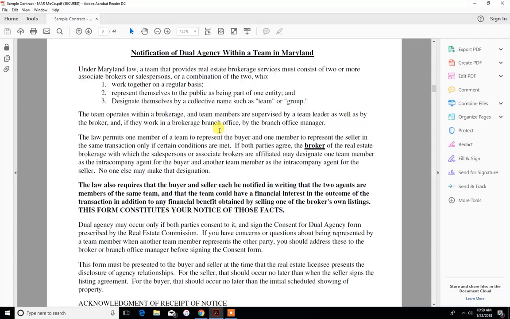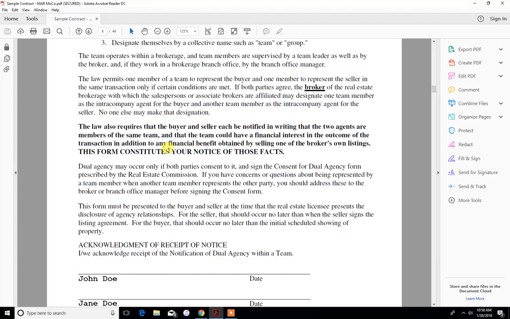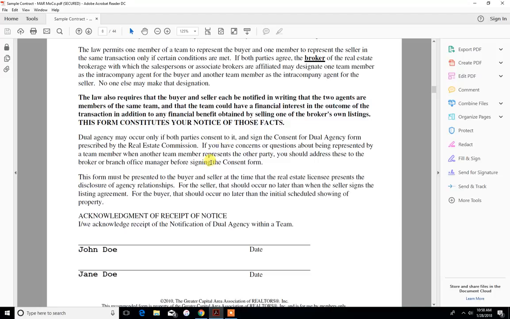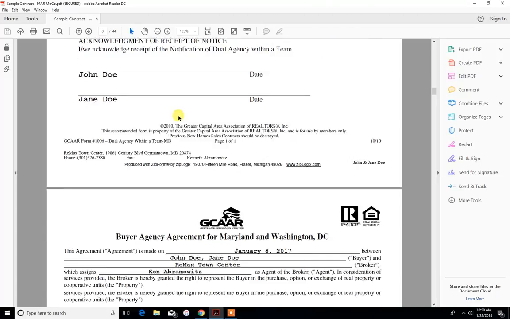Just realize that Ken is the agent on our team who does the listings. If we see a listing that's listed by him, this is just giving you guys a disclosure that might happen. Again, you guys have to be okay and give your consent. If you don't want to give your consent, that's fine too, but then I won't be able to show you those listings. So if you are okay with this, go ahead and sign here.